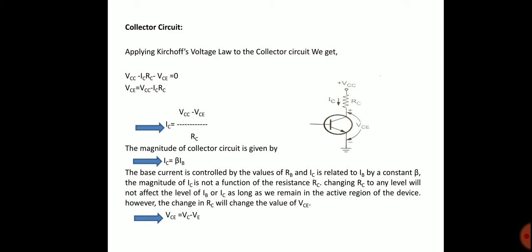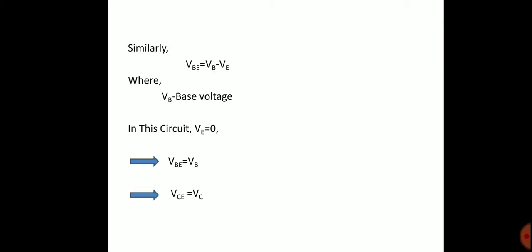So we get the collector emitter voltage VCE is equal to VC minus VE. Similarly, the base emitter voltage VBE is equal to VB minus VE, where the emitter voltage in this circuit is equal to 0. So the base emitter voltage is equal to VB, and similarly the collector emitter voltage is equal to VC. So this is our VCE, IC and IB.